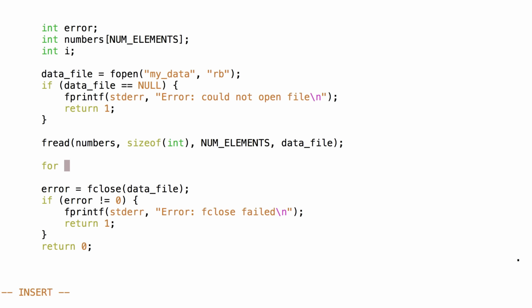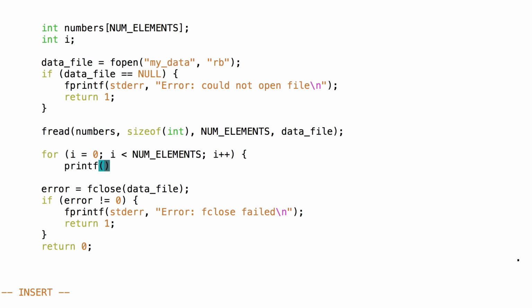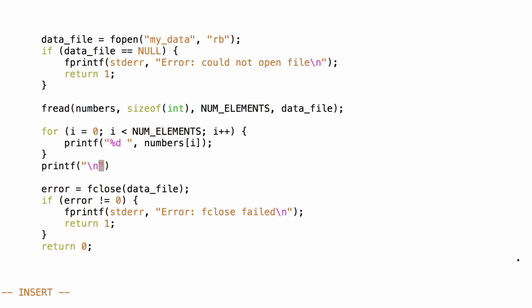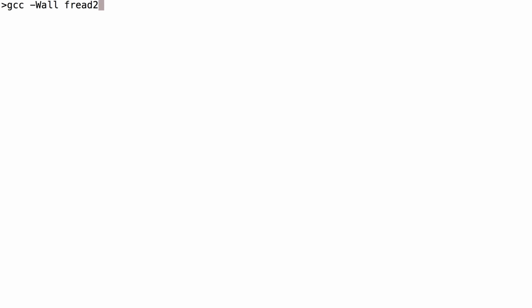We'll use a for loop, so define an integer to use as the counter. Then write the loop to iterate over every item in the array. We'll print each item. And we see the 5 values that we wrote to the file.